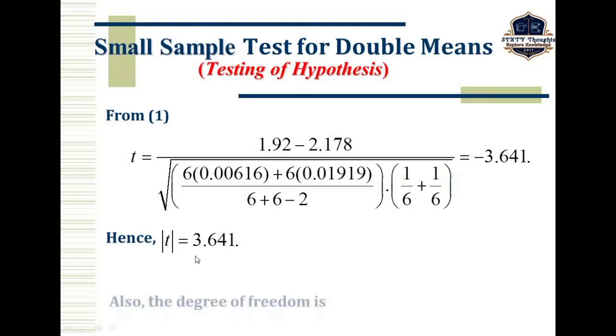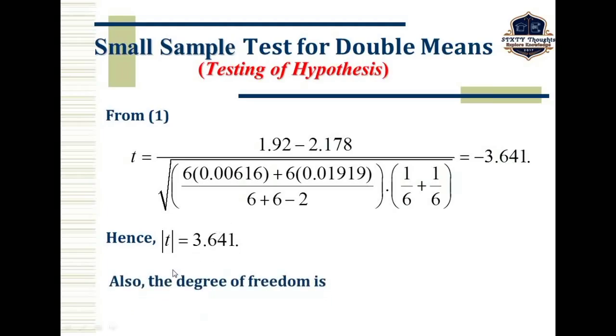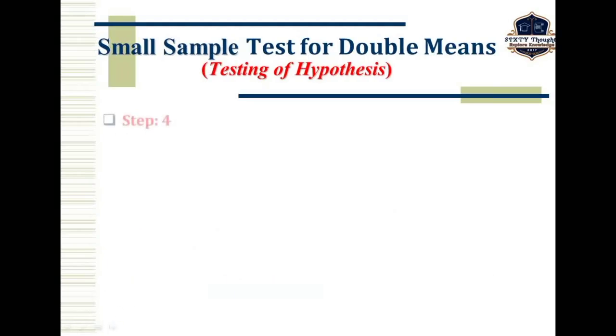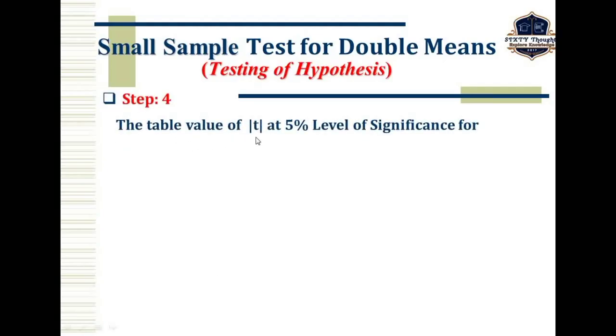Next, the degree of freedom for this. What is the degree of freedom? Gamma equals n1 plus n2 minus 2, so we get 10. Using the degree of freedom value, we write step number 4. What is step number 4? We write the table value. The table value of modulus of t at 5% level of significance for 10 degrees of freedom is t alpha equal to 2.228.